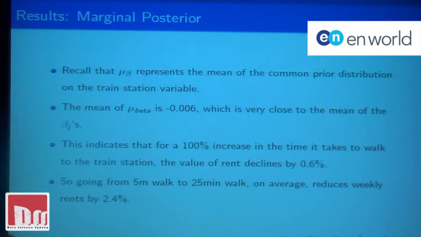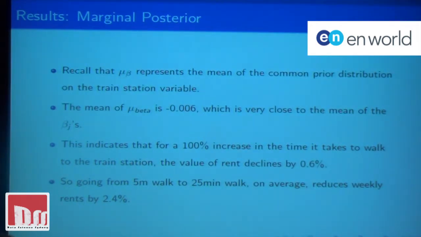Okay, so these are the results that I found. Personally, they weren't that exciting, but we'll see what we can get from it. So for all that work. Recall that this mu beta represents the mean of the common prior distribution on the train station variable. I find that the mean of this distribution is minus 0.006, and this is very, very close to the mean of the beta j's. So this indicates that for a 100% increase in the time it takes to walk to a train station, the value of rent declines by 0.06%.